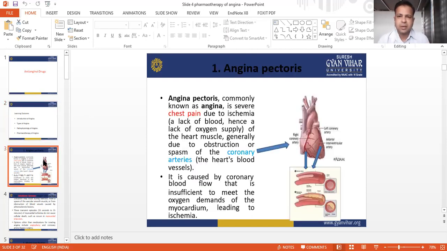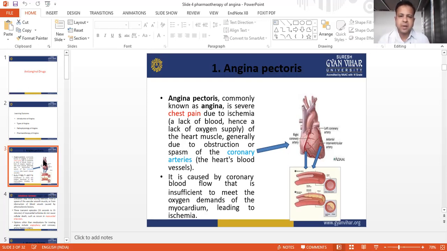So first of all, let's discuss angina pectoris. Angina pectoris, commonly known as angina, is severe chest pain due to ischemia. Ischemia is a lack of blood, hence a lack of oxygen supply, to the heart muscle, generally due to obstruction or spasm of the coronary arteries. Coronary arteries are the arteries which supply blood to the heart.